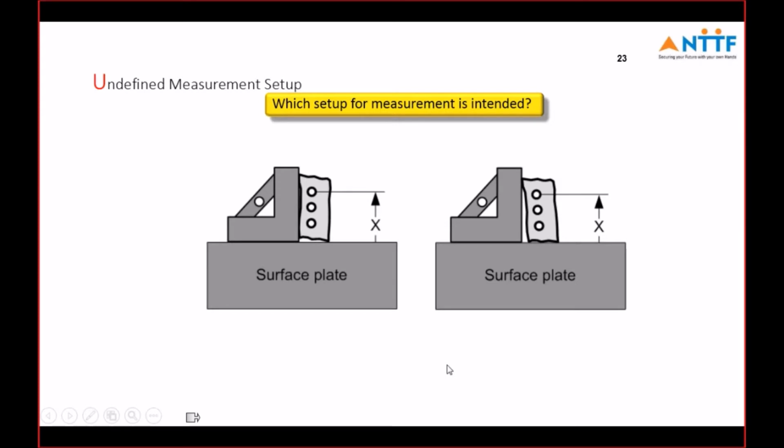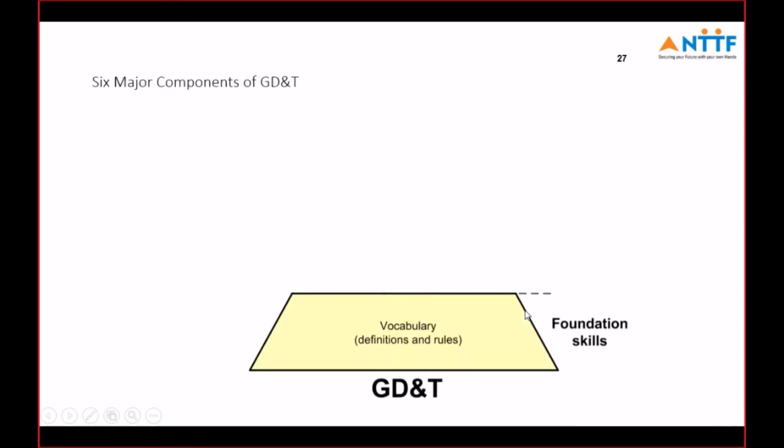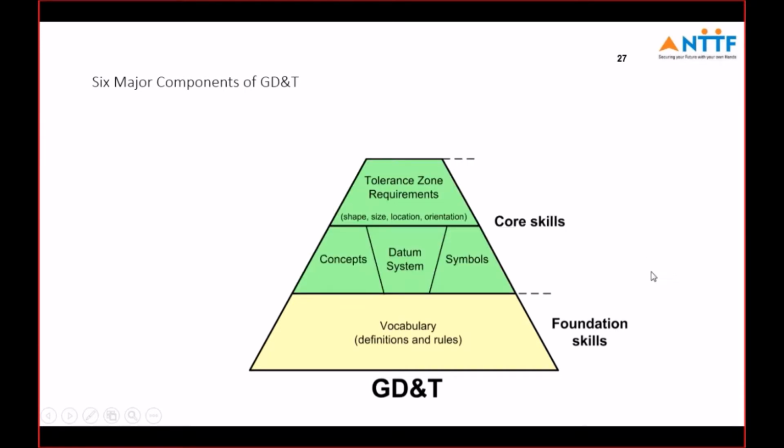It is not mentioned clearly in the conventional drawing. So the functional dimensioning is very important. That is the philosophy of GD&T. There are 6 major components of GD&T: fundamental skills, vocabulary, definitions and rules. Core skills: understanding the concept, datum system and symbols used, and tolerance zones and their shape, location and orientation. And then application skills, linking to the function. So the design philosophy is functional dimensioning.